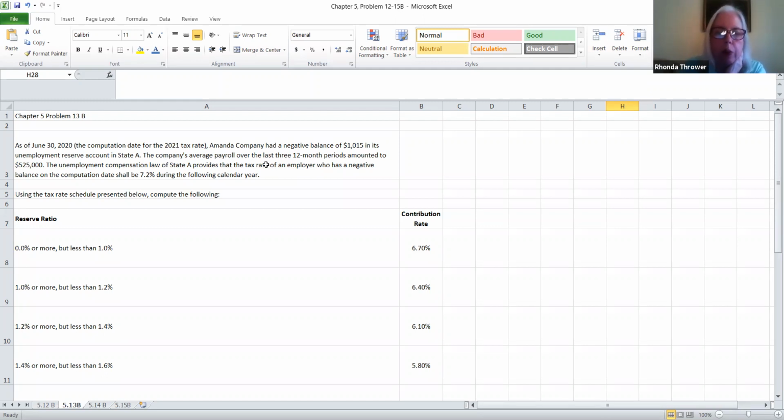The company's average payroll over the last 3-year period amounted to $525,000. The unemployment compensation law of state A provides that the tax rate of the employer who has a negative balance on the computation date shall be 7.2% during the following calendar year. So because they have a negative balance, they have to pay a higher rate. They have a higher contribution rate. Again, they've given you a table.